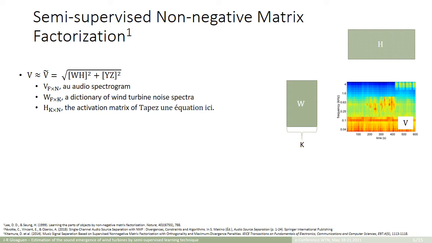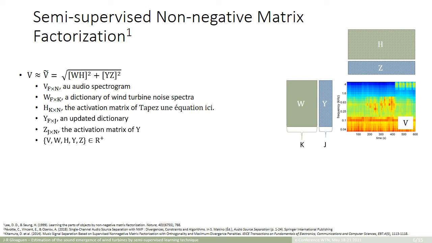In the audio domain, semi-supervised NMF consists in approximating an amplitude spectrogram of an audio signal, V, by the sum of two matrix products. First, the product WH, where W is called a dictionary composed of K audio spectra or bases, and H is an activation matrix, which represents the temporal variation of each spectrum. Secondly, the product YZ, with a similar principle, but with a reduced dimension J.